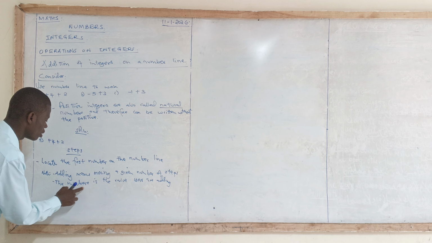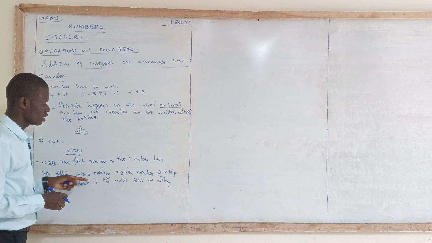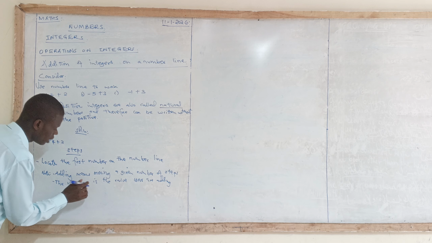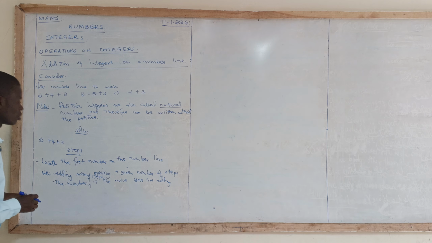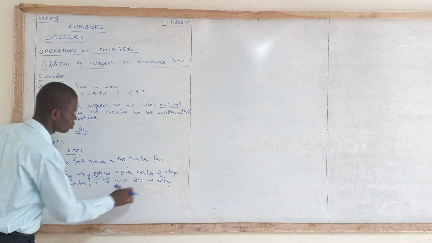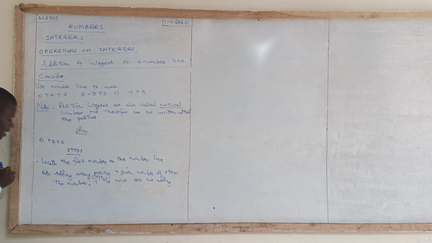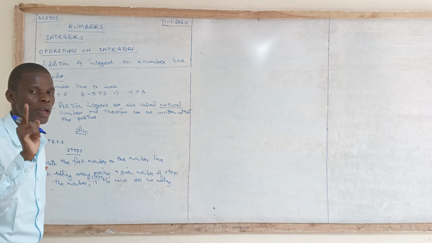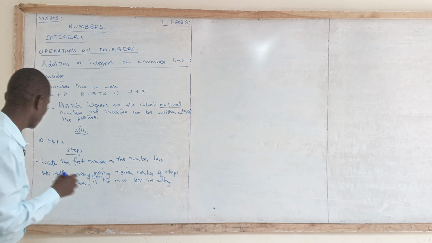So the number of steps is the value you are adding. Please insert here: the number of steps is the value you are adding. Before we move to the next step, we can write and say, when you are adding a positive number, you move to the right, and when you are adding a negative number, you move to the left.